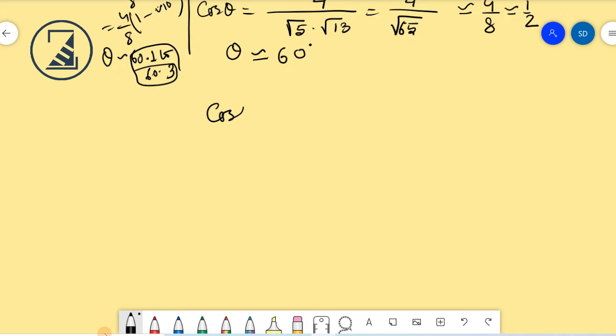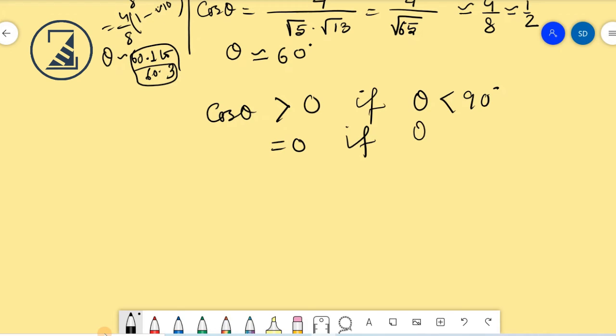So cos theta is greater than 0 if theta is less than 90. So the dot product is greater than 0 if the angle is less than 90. So the dot product will be positive. It's equal to 0 if theta is equal to 90. So the dot product of two vectors will be 0 if theta is 90 degrees, or they are perpendicular, and it is going to be less than 0 if theta is greater than 90. So the dot product of two vectors will be negative if theta is more than 90.